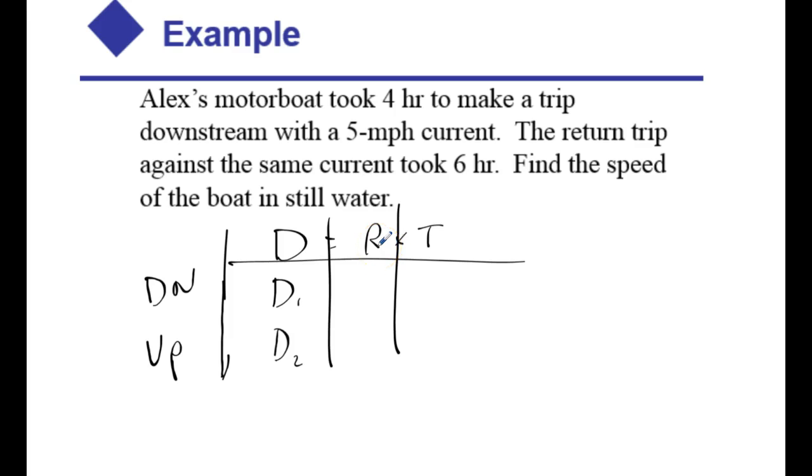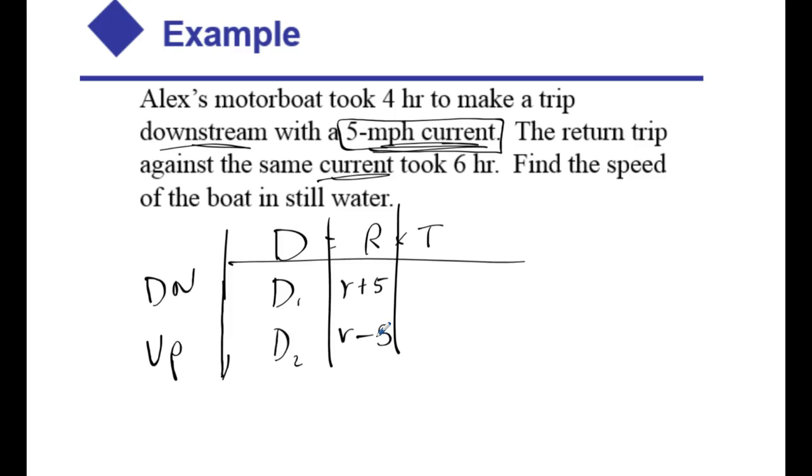But the rates are different, because downstream he's got a current that's going to help push him. So it's 5 miles an hour faster going downstream. So whatever the rate of the boat is, I'll add 5, because it's not only the rate of the boat, it's also the rate of the current. So I'll add it. But on the way back, I've got the rate of the boat, but I'm going to subtract off 5 miles per hour for the current.